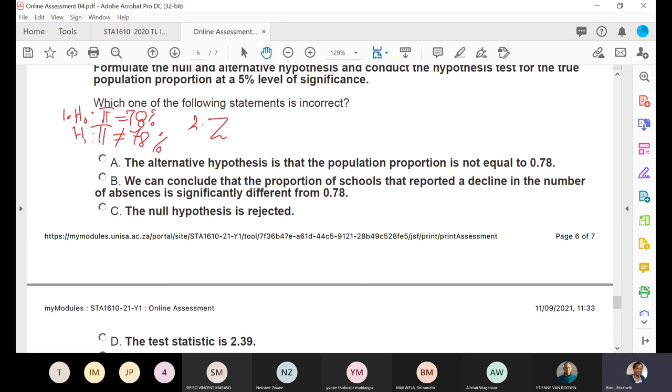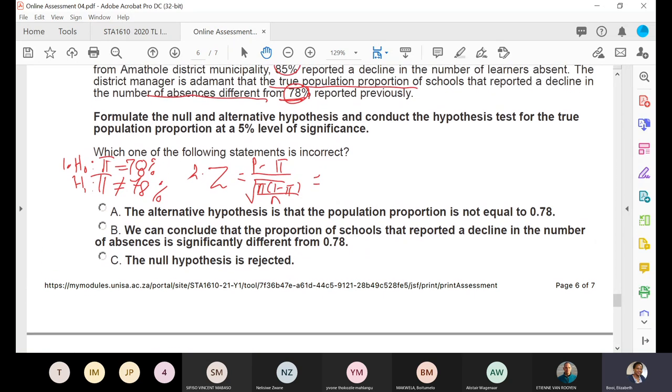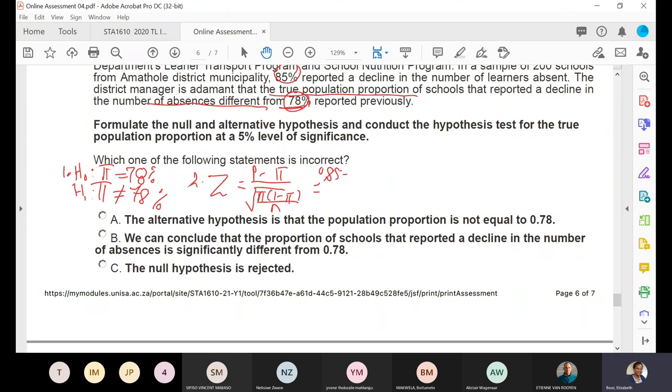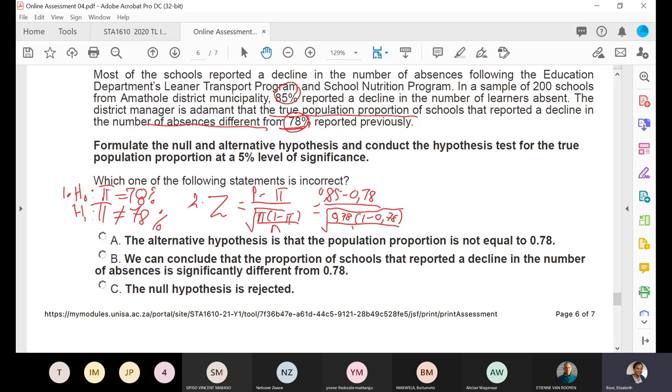Let's calculate the z-test so that we can answer the question, which is p minus the population proportion, divided by the square root of the population proportion times one minus the population proportion, divided by n. The sample proportion is 0.85 minus 0.78, divided by the square root of 0.78 times 1 minus 0.78, divided by our n, which is 200. OK. Calculate that so that we can then find the p-value as well, and then we can answer the question.